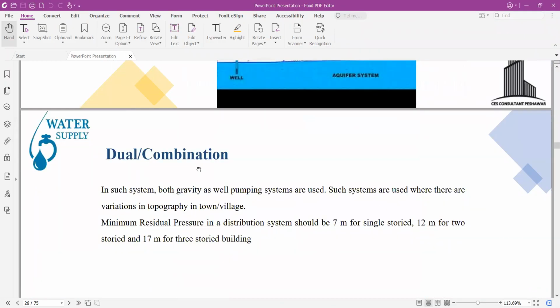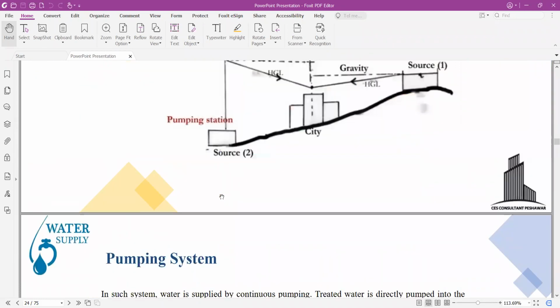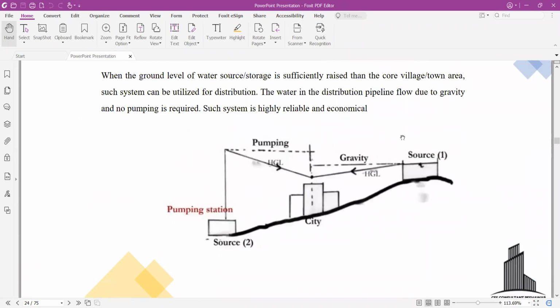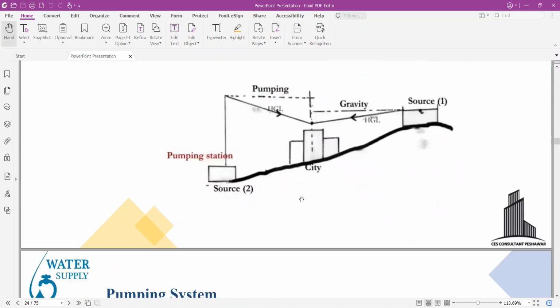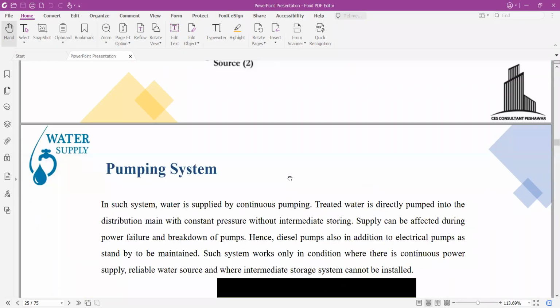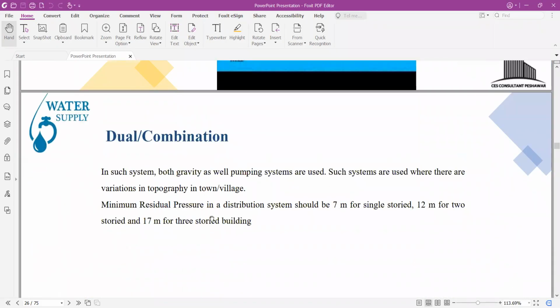Dual combination: I have also explained here the combination of the pumping system and providing water to a city or community through a gravity system. These numbers are according to the Indian standard. We will study our Pakistani standard in the next lecture, inshallah. The minimum residual pressure in a distribution system should be 7 meters for a single story, 12 meters for a 2-story, and 17 meters for a 3-story building.